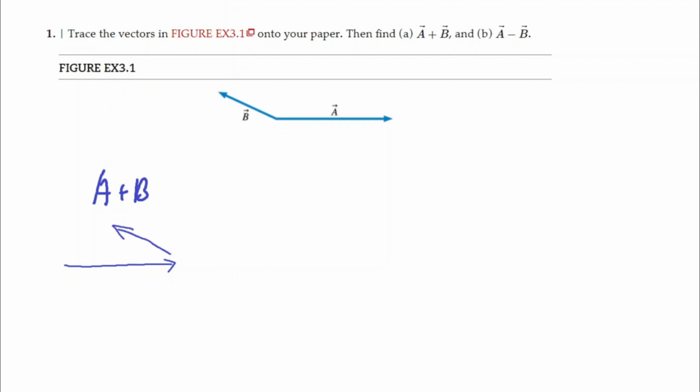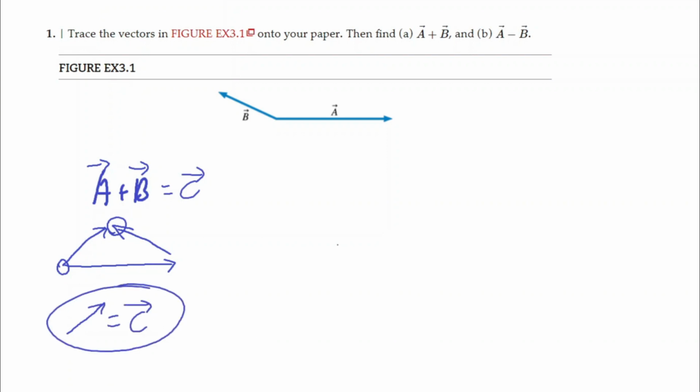And then vector C, which is what it's equal to. If you remember, we connect the start of the first to the end of the second, in which vector C would be like that. So that would be equal to our C vector, and that is our answer for that.